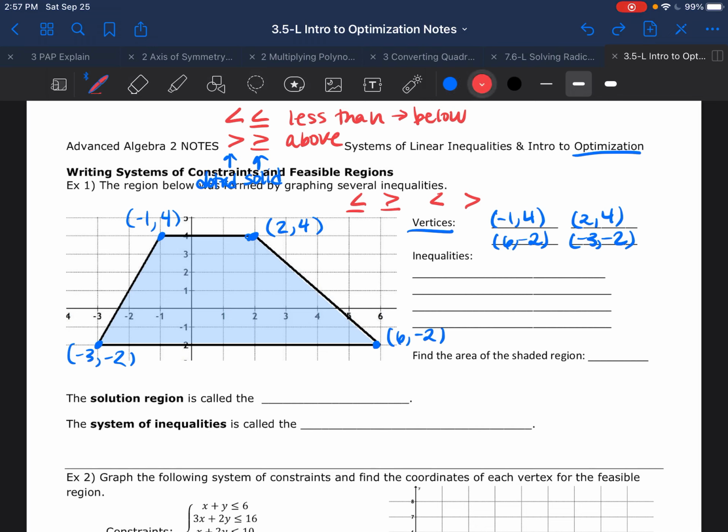I'm going to start with this horizontal line right here. That is the line y equals 4. Since we shaded the region, I would have to draw an arrow down to get to the shaded region, and that would mean y is less than or equal to 4. We have another horizontal line right here at y equals -2. If I draw an arrow to the shaded region, I'd be drawing an arrow up, and so that is y greater than or equal to -2.